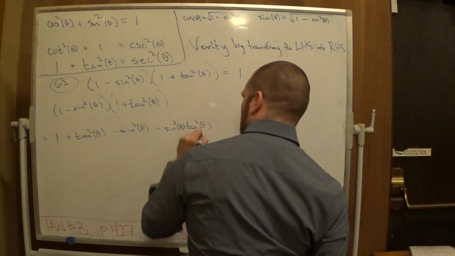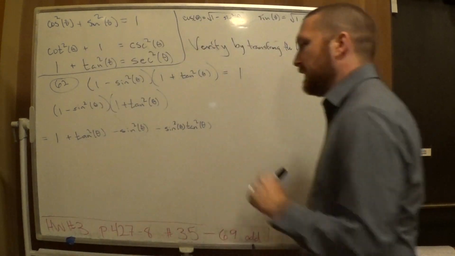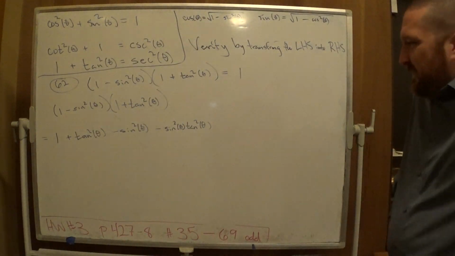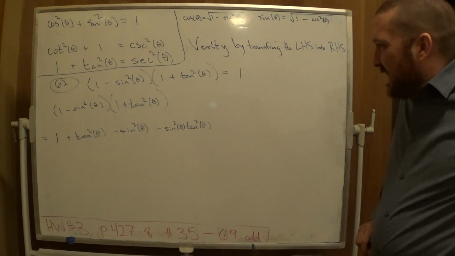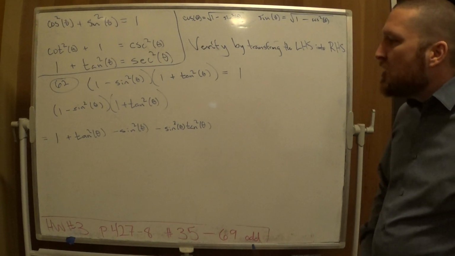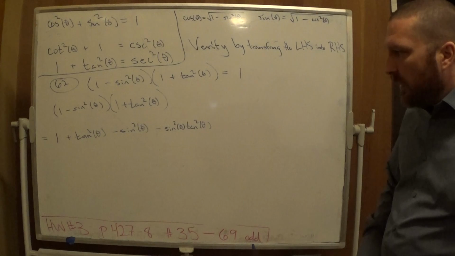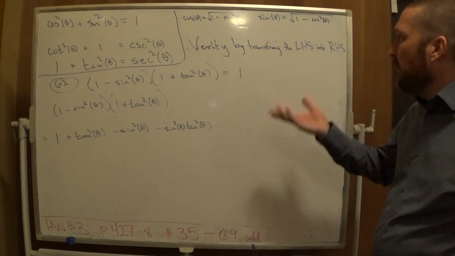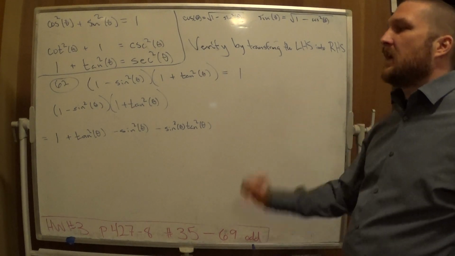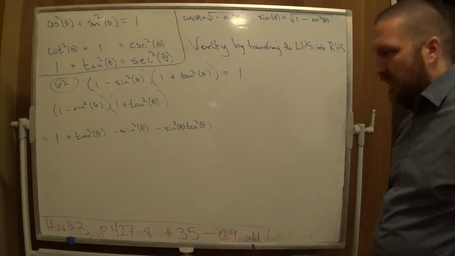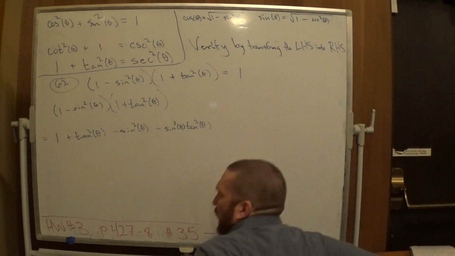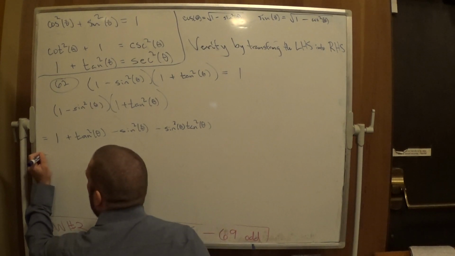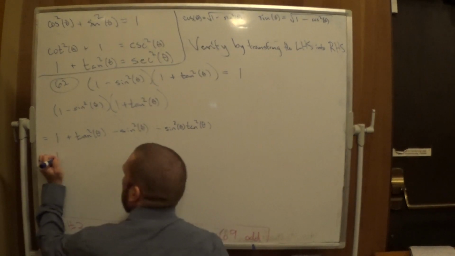Now right here, I look at this and I go, that doesn't help. That's certainly not 1. So what I suggest at this point, I would say, maybe it'll help me by turning everything into sines and cosines. That's going to be my next step. I'm going to write everything in terms of just sines and cosines. So 1 is still 1.